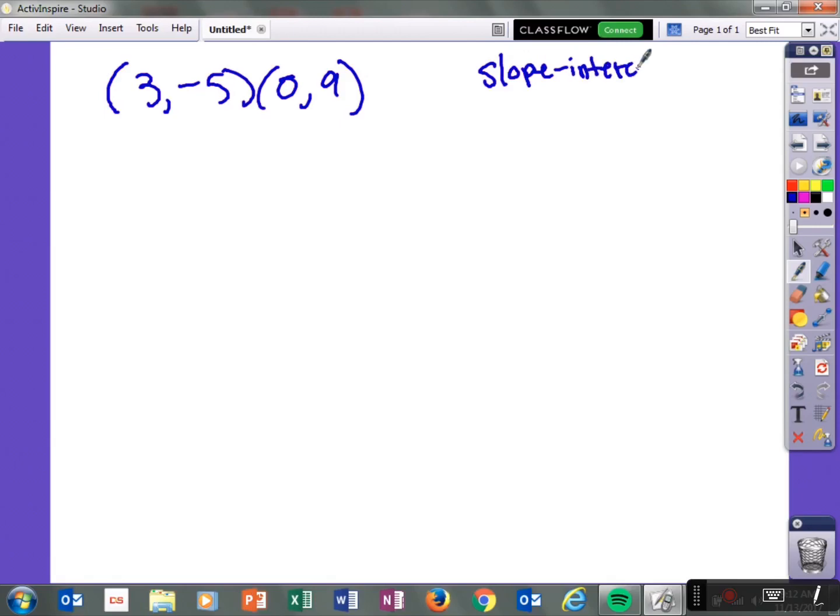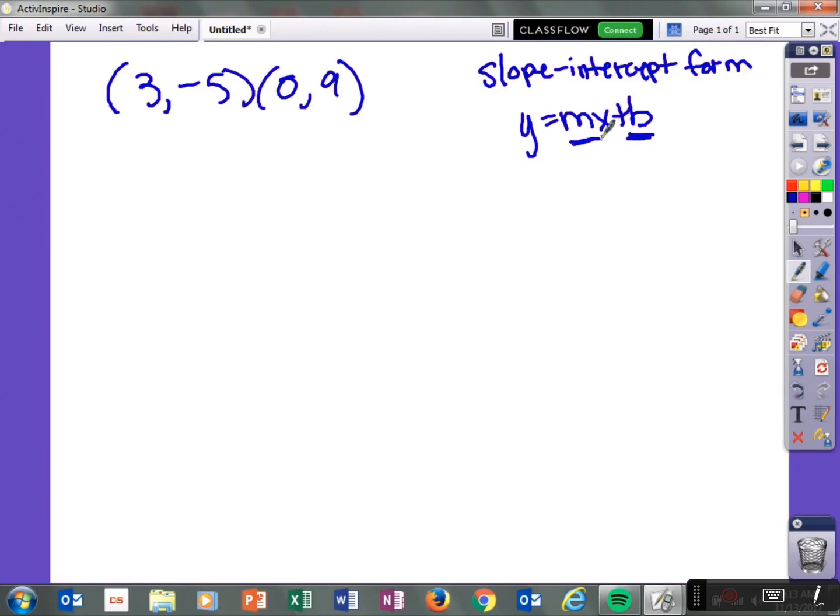So, review from last week. 4.1. We were given 2 points. And from those 2 points, we're able to write an equation of a line in slope-intercept form. What is slope-intercept form? Y equals mx plus b. So we need 2 things there, don't we? What 2 things do we need? The b, which is the y-intercept, and the m, which is the slope.